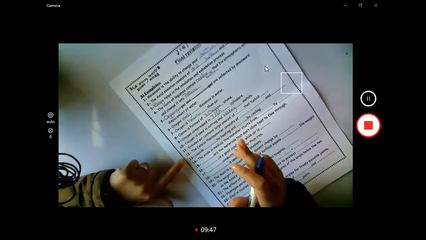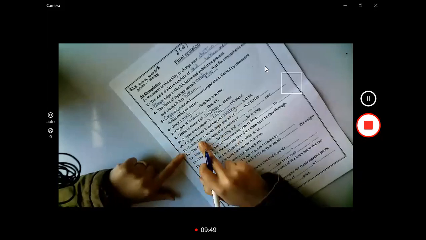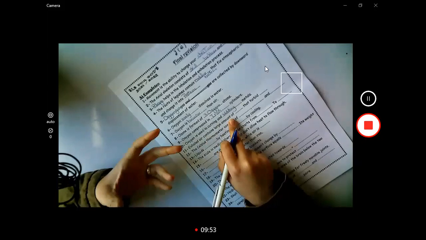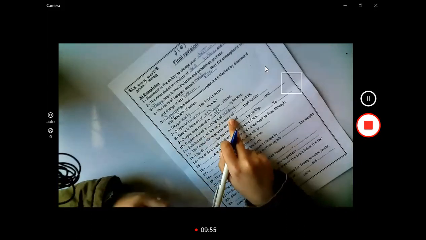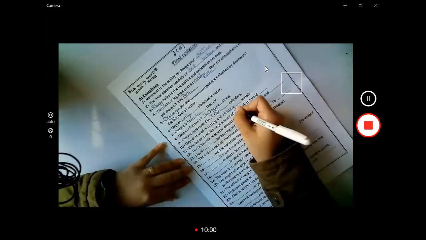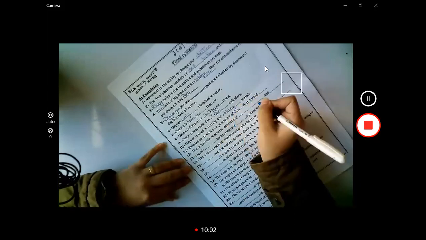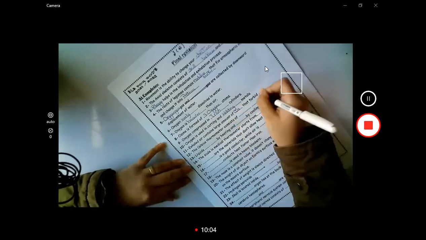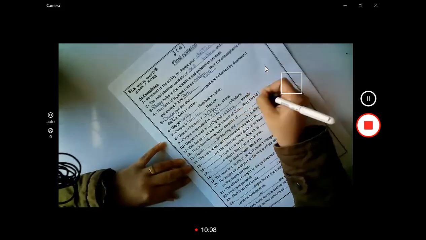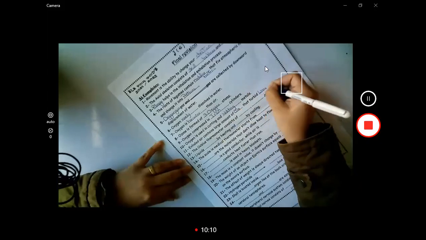Number 11, exhaled air contains large amount of carbon dioxide. Exhaled air is the air that you expel outside your body. It contains carbon dioxide, which turns what milky? Bravo, lime water.